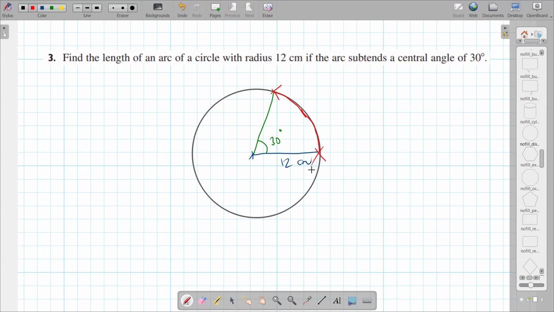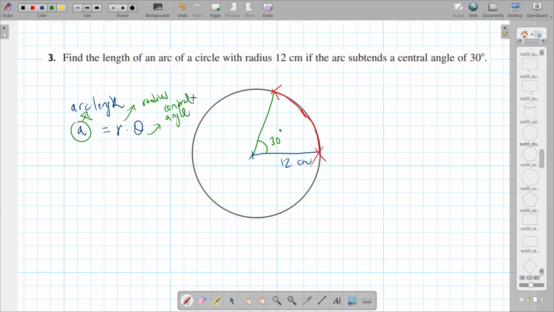I'm trying to think if there's an easier way to do this. No, I can't really think of anything. I'm going to teach you the proper way that you're going to learn in grade 12 anyways, and this is it. Your arc length, either denoted by A or sometimes by S, equals, doesn't matter what you denote it by, I'm just going to use A, equals R times theta. So A is your arc length, R is your radius, which here is 12, and theta is the central angle.